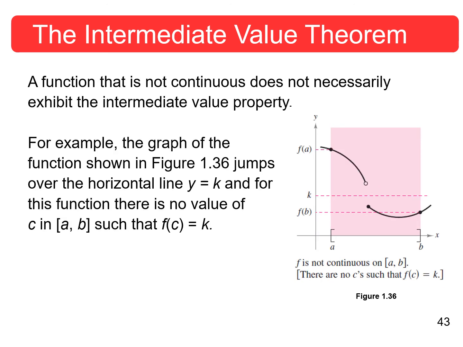In this next figure, this is an example wherein the function is not continuous on the closed interval [a, b], so the intermediate value theorem will not apply. In this graph, the function jumps over the horizontal line y equals k. This k is between f of a and f of b, and as you can see, there is no value c in the closed interval [a, b] such that f of c is equal to k.